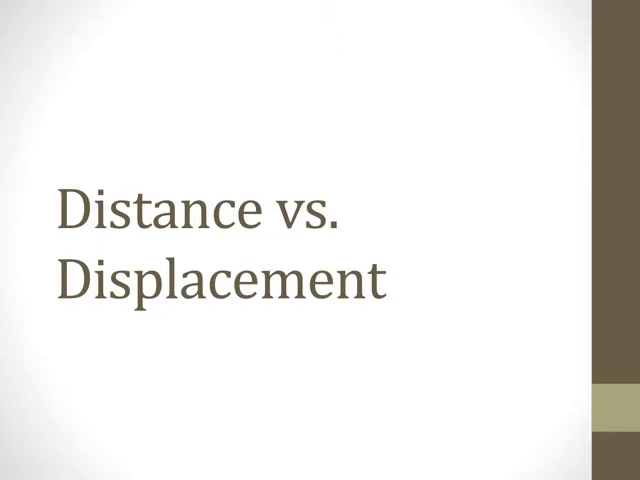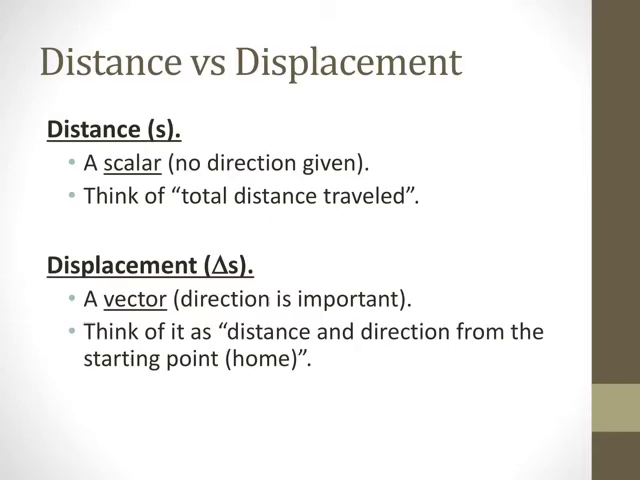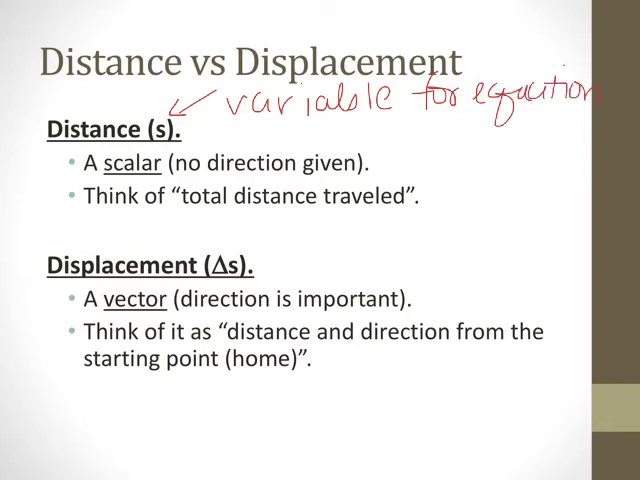Last time we were talking about the difference between scalars and vectors. Now we're going to get into some specific examples. Distance is one type of scalar, and displacement is its kind of sister vector. Distance, which we represent with the letter S, is the variable that you'll see in an equation. Whenever you see an S in an equation, that stands for distance or position. Another way of thinking about that is position, so like where it is.